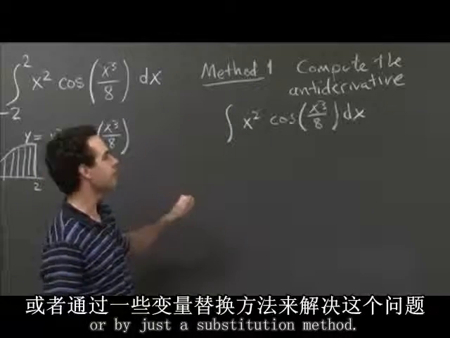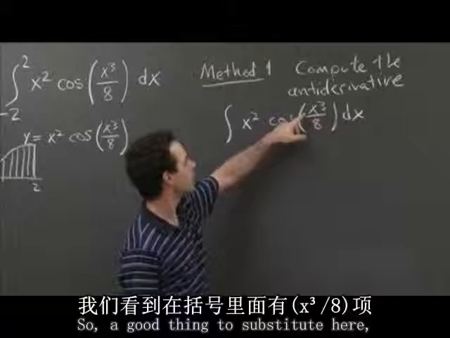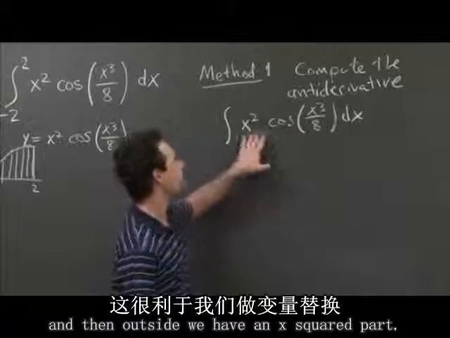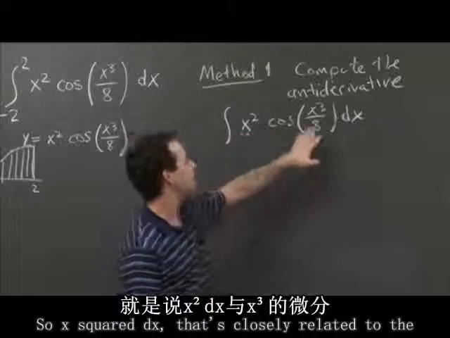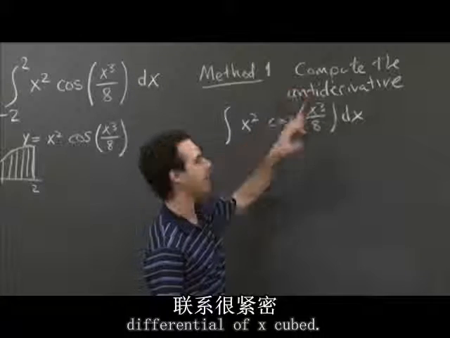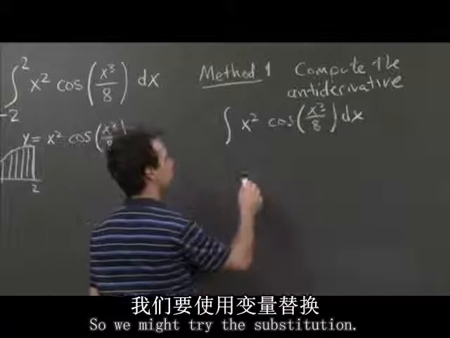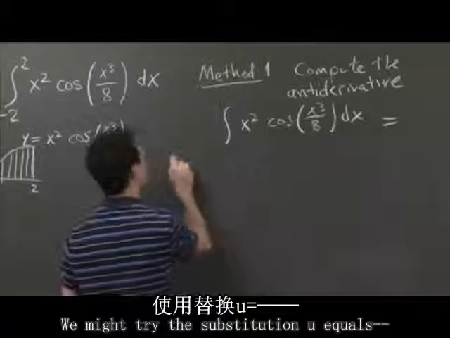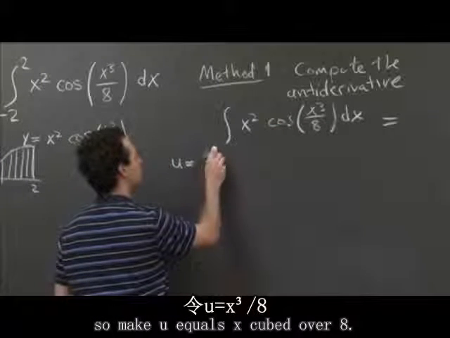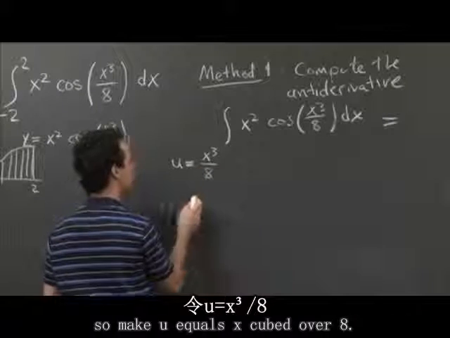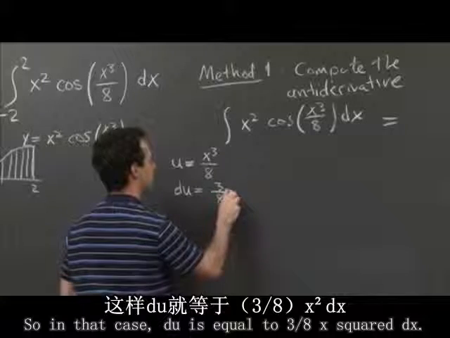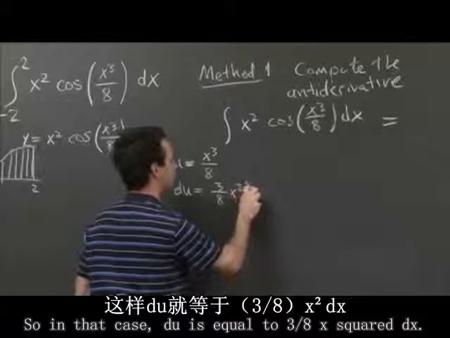a good thing to substitute here is this: inside the function we have this x cubed part, and outside we have an x squared part. So x squared dx is closely related to the differential of x cubed. So we might try the substitution u equals, well, we can maybe get rid of all of that at once. So make u equal x cubed over 8. In that case, du is equal to 3/8 x squared dx.